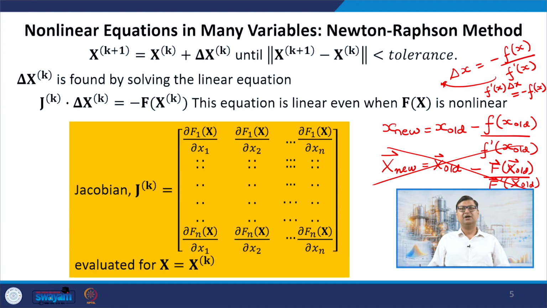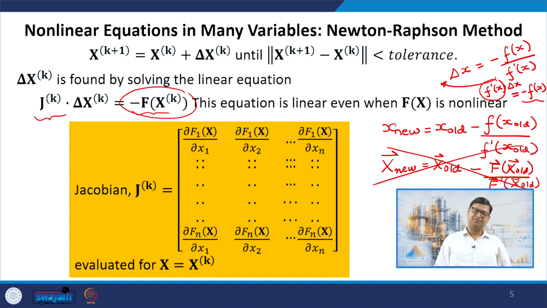And now if I have to extend this to multiple variables, I will replace this f prime with a Jacobian, which is now a matrix of the derivatives, and that is equal to minus of the function vector, right. So, basically I rewrite the equation in this particular way, and now I replace this f prime with the Jacobian, and now since the Jacobian is a matrix, I have to take the dot product of that with a column vector of delta x, and that is equal to minus of the function vector, right.